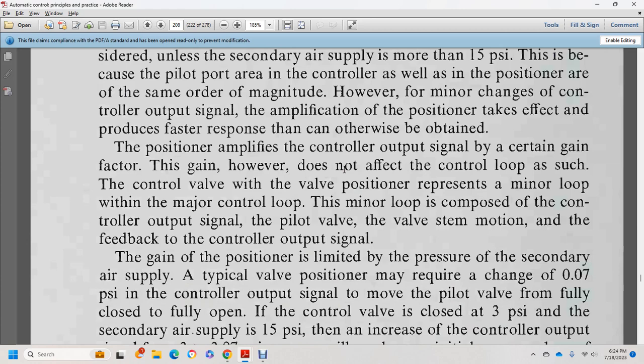With the positioner there is a minor loop within the major control loop. The minor loop is composed of the control output signal, the pilot valve, the valve stem, the stem motion, and the feedback to the control output signal. The gain of the positioner is limited by the pressure of the secondary air supply.